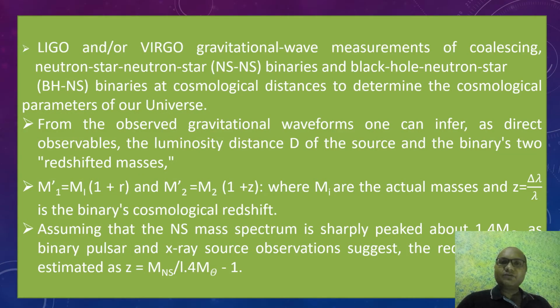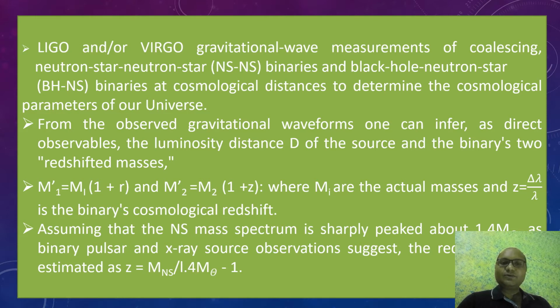LIGO and Virgo gravitational wave measurements of collapsing neutron star binaries and black hole neutron star binaries at cosmological distances can be used to determine the cosmological parameters of our universe. From the observed gravitational wavefront, one can infer as direct observables the luminosity distance d of the source, and the binary's two redshifted masses m1' and m2', where mi are the actual masses and z = Δλ/λ is the binary's cosmological redshift.